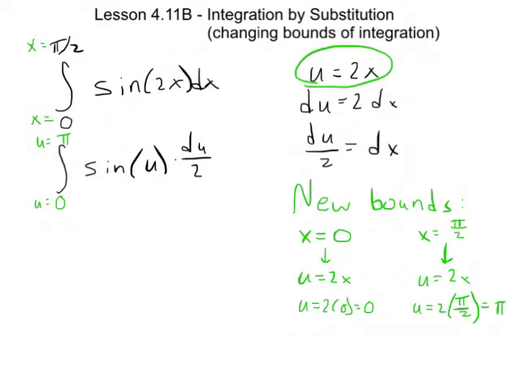I've transformed it from being entirely in terms of x to a new integral that's entirely in terms of u, including u bounds, where I've said that the lower bound is u equals 0 and the upper bound is u equals pi. From this point on, the problem has been transformed, and we can just work through the whole thing. So I'm going to take this 2 that's on the bottom here, I'll pull that out front. So that means I'm going to end up with 1/2 the integral from 0 to pi of sine u du.